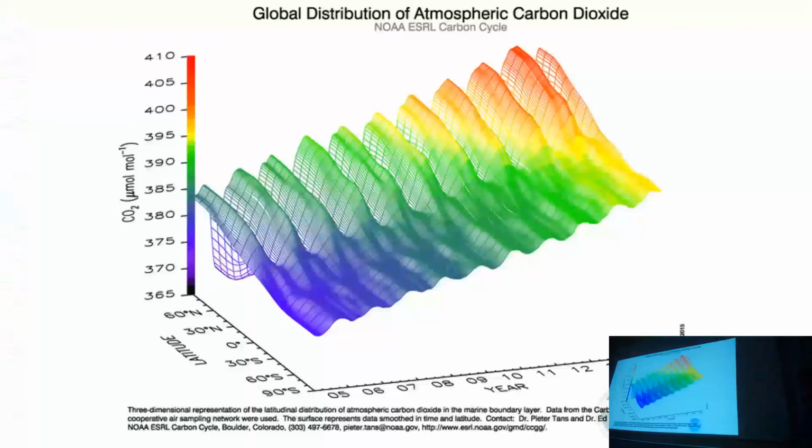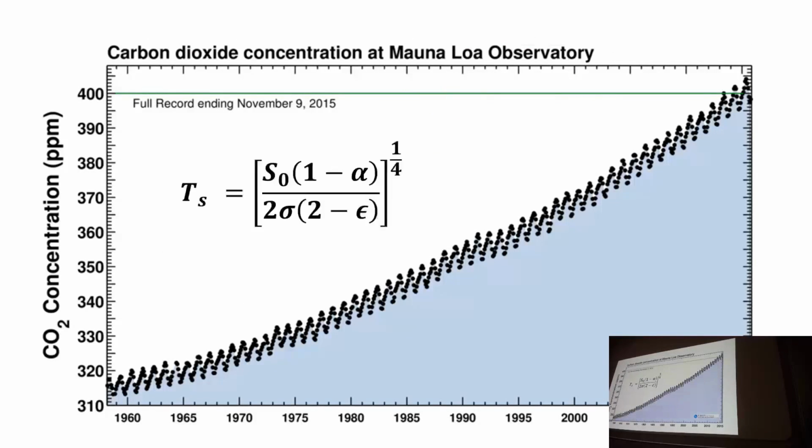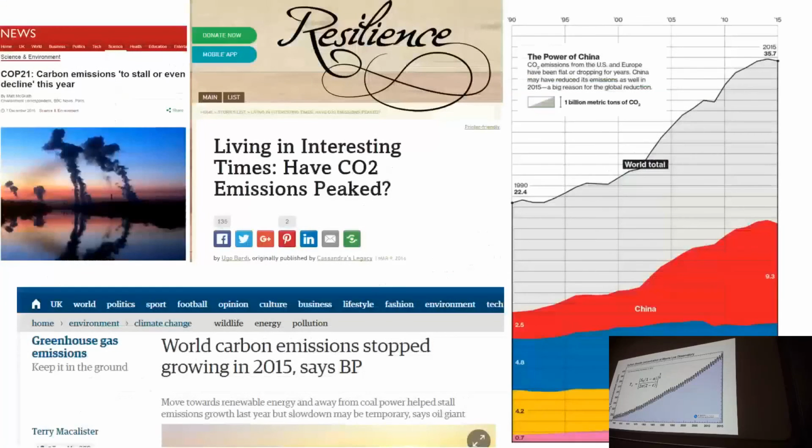So this is north, south, this is time, and the concentration of CO2. It's going up over time, but there's a lot more variability in the northern hemisphere. We'll go on to discuss that in the biogeochemical things later on. But basically, this is the story. This goes up, climate gets warmer because of this term here.